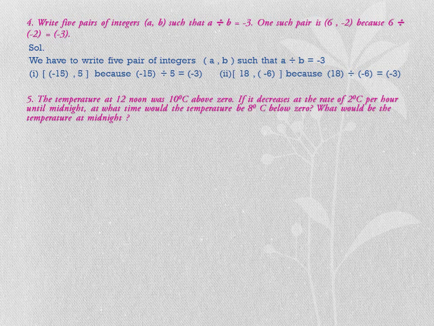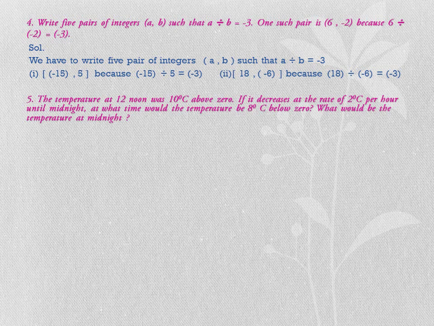The second question is, at 12 midnight, what would be the temperature? From 12 noon to 12 midnight, the temperature reduces 2 degrees Celsius each hour. Like that, at 12 midnight, what would be the temperature? Then we have to find out the reduction over 12 hours. Okay, we can do the answers.